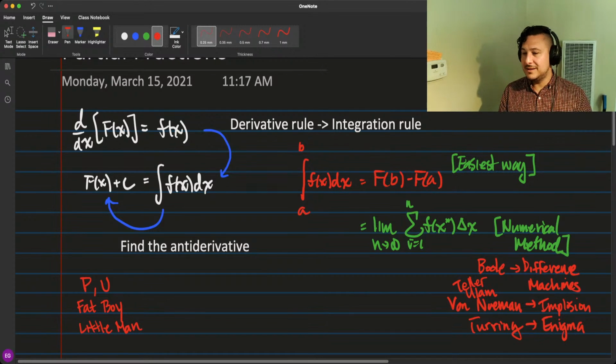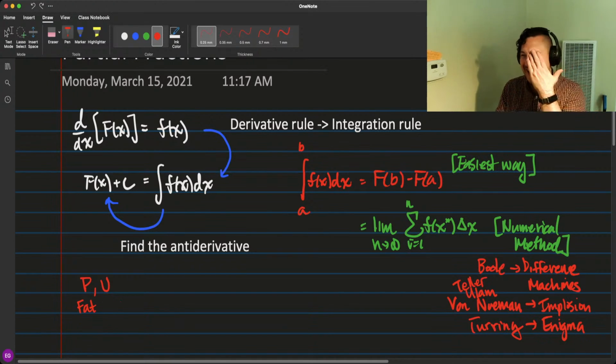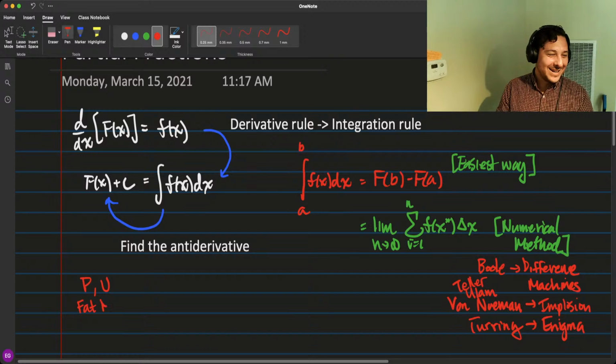I think it's Fat Man and Little Boy. Little Boy and Fat... Okay, I had it backwards. Fat Boy. Fat Boy and Little Man, yeah. My daughter's laughing at me here, like, what did you think?